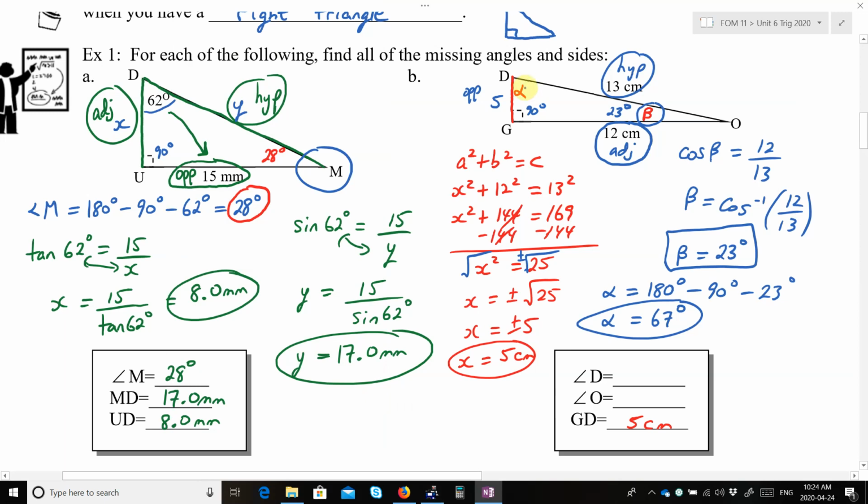Okay, so angle D is the one that we labeled alpha. That is 67 degrees. Angle O is the one we labeled beta, and that was 23 degrees, and we just solved that triangle.